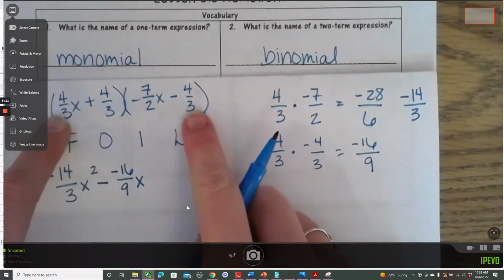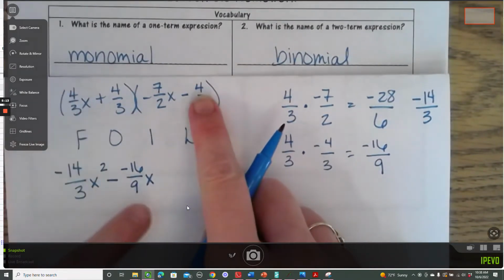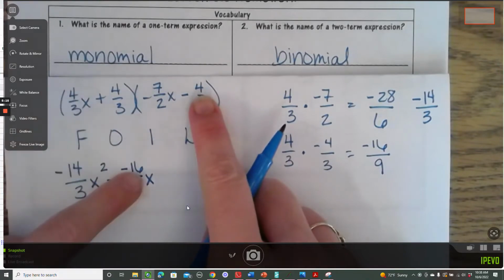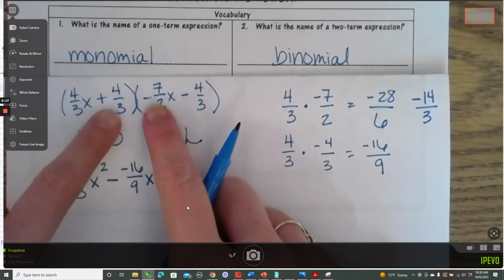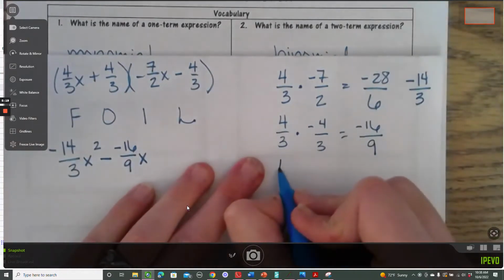4/3 x times negative 4/3. This times this is the number. Tack the x onto the end. Inside, 4/3 times negative 7/2.